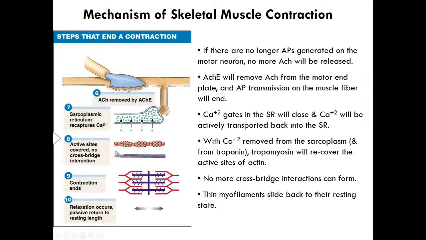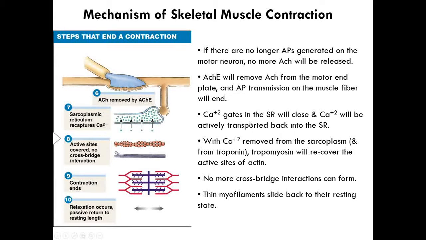Now some important notes: if no longer action potential is generated in the motor neuron, no more acetylcholine will be released. Acetylcholinesterase will remove the acetylcholine from the motor end plate and action potential transmission to the muscle fiber will end. So if the action potential is stopped in the neural component, there will be no acetylcholine, so there will be no postsynaptic formation of the action potential.